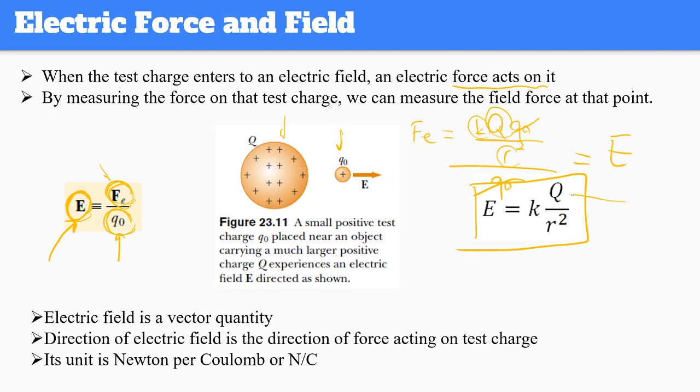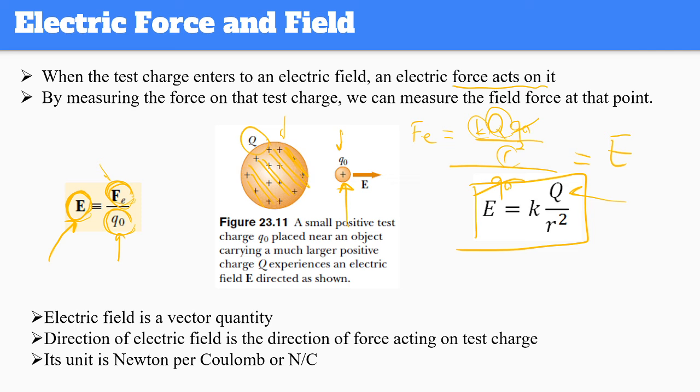And this capital Q that we are talking about is the source of electric fields. Because in this setup, this capital Q is creating the field, and then we place the point charge or test charge into the field, and then we measure the force acting on it. And when we divide the force by the amount of charge on the test charge, that tells us the electric field at that region.